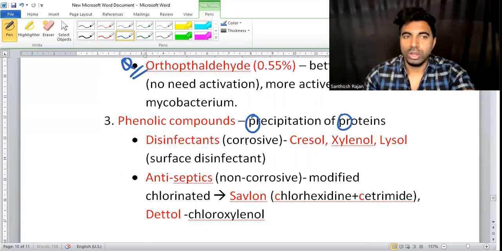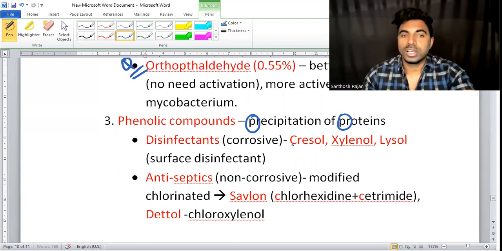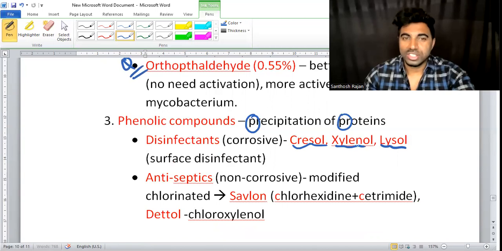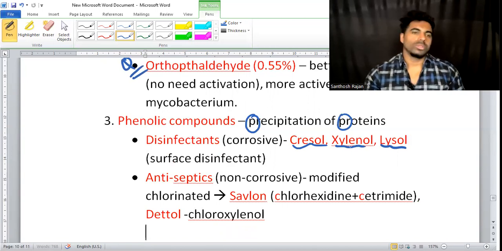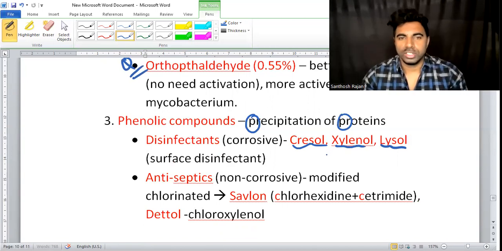1% hypochlorite and all. So disinfectants are very bad, especially cresol, phenyl, lysol. When you use them on a surface, if it's an iron surface, it easily gets corroded. But of course, they are good disinfectants: cresol, xylenol, lysol.